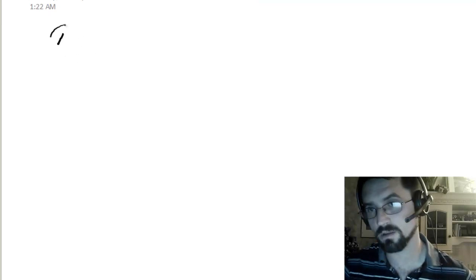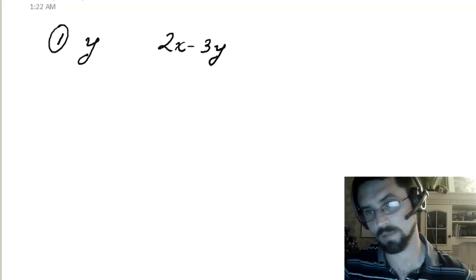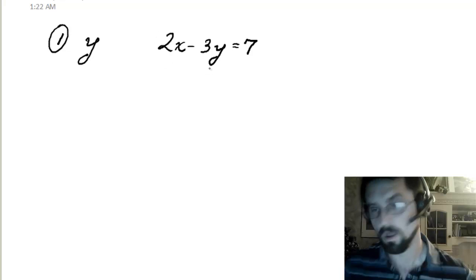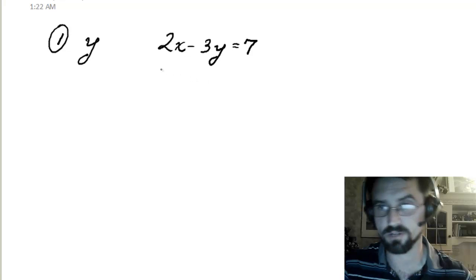Number 1. It says solve for y. So I'll just write y. That's what we're interested in. And the equation we're given is 2x minus 3y equals 7. So y is what we're trying to isolate. So the 2x needs to go before we can attack that coefficient. So I'm going to subtract 2x from both sides.